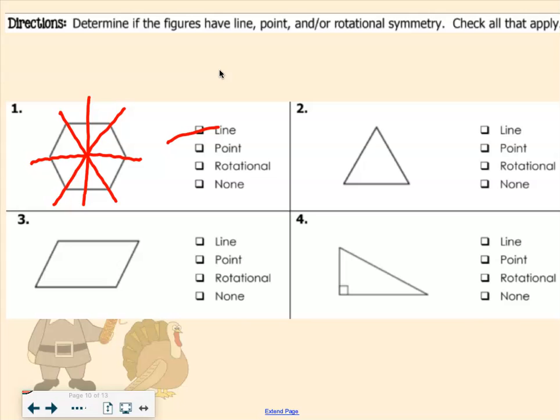Point? Can't you go anywhere? Well, what if I drew a line like this? Is that the same thing? You know what I mean? Yeah. But you can rotate.